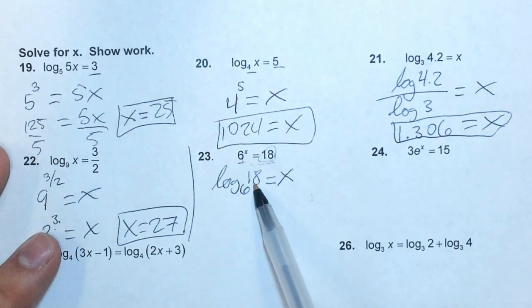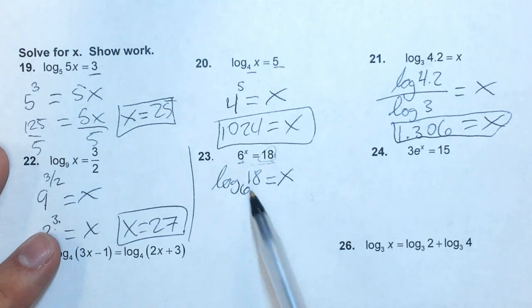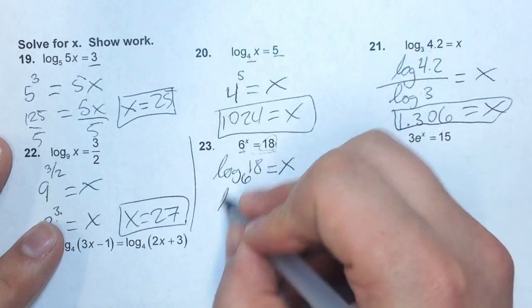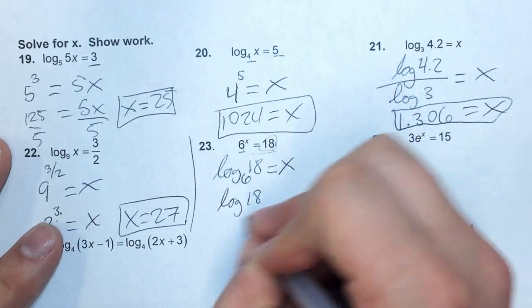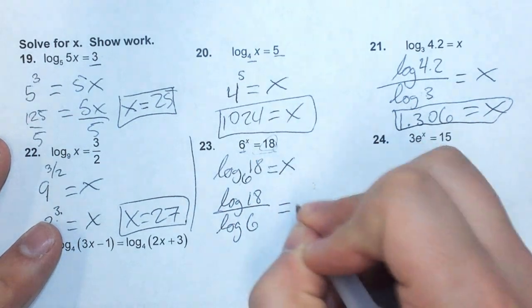So this is log base 6 of 18 equals x. Okay? So that's what that turns into. Once we do that, we can use that change of base formula like we used in 21. So that would just be log base 10 of 18 divided by log base 10 of 6. And that would be equal to x.